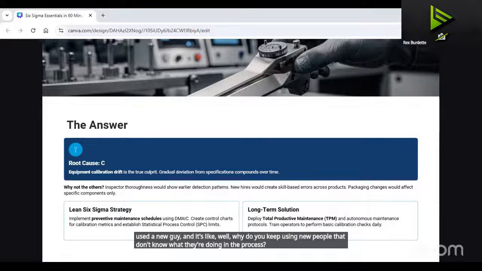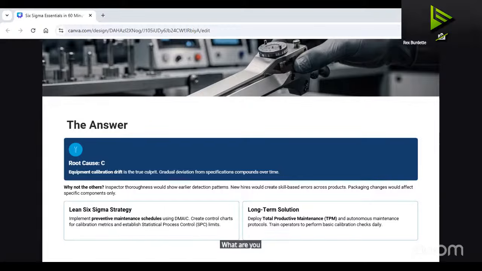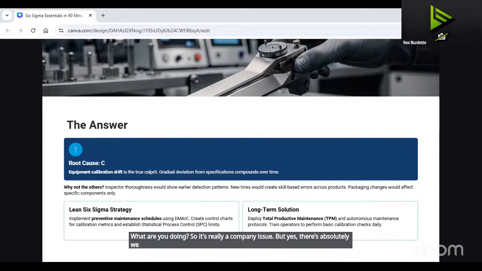This was the testing process. What are you doing? So it's really a company issue. But yes, we could argue about some of these, and that's where the statistics really come into play. I want to look at data on this versus that. But for the purposes of this webinar, we're limited on time here. I see I'm talking too much. Root cause C was the one the team identified. If you could go to the next slide, please.